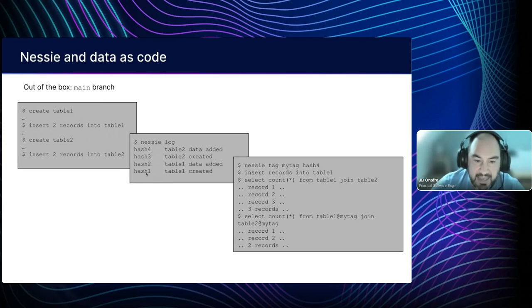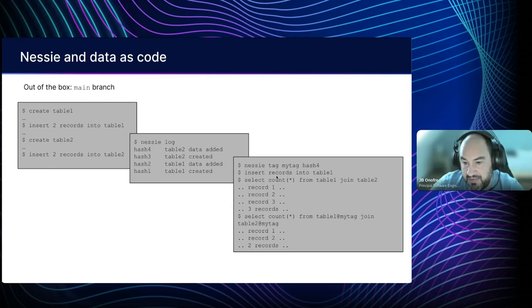And so you can see that I have hash 1 corresponding to when the table was created. Hash 2 is when data was added to the table. Hash 3 is when table 2 was created, and so on. And then what you can do is create a tag. So you do Nessie tag my tag on top of hash 4. So your tag, my tag, will correspond to hash 4.